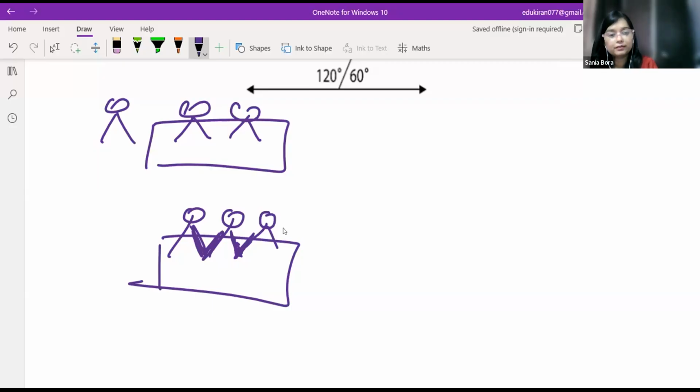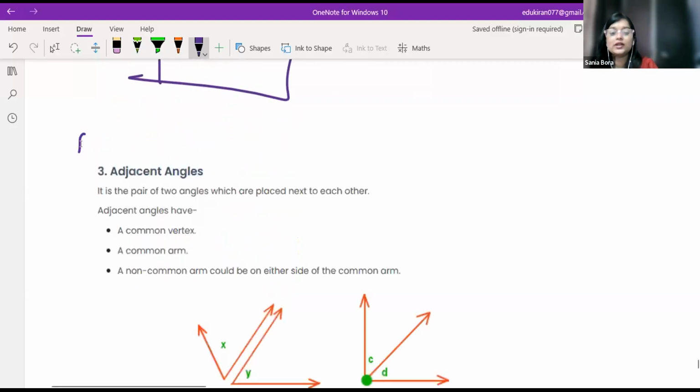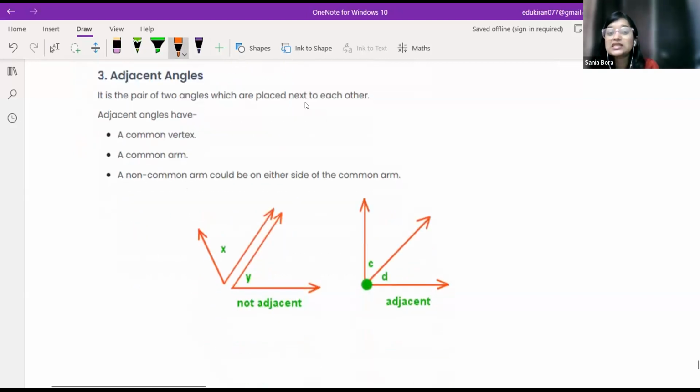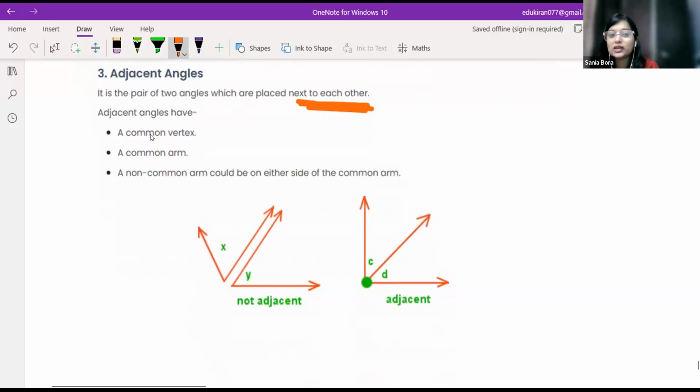Clear? Okay. So this is called adjacent angle. Over here, it's a pair of two angles which are placed next to each other. They have a common vertex, a common arm, and non-common arms. Here, these are not adjacent because they have a gap. This is the adjacent one. Over here they have this common arm, like a common vertex, and these two are non-common. Clear?